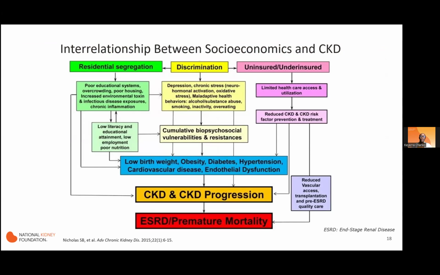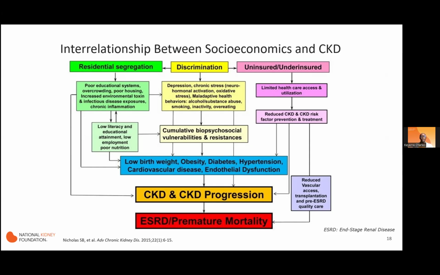In looking at the progression of CKD, like many other chronic conditions or chronic diseases, it is associated with significant structural barriers that contribute to poor health outcomes. So this flow chart depicts just that and highlights the structures that surround and influence socioeconomic deprivation and the role that plays in the development of obesity, diabetes, hypertension, cardiovascular disease, which in turn can contribute to a diagnosis of chronic kidney disease.